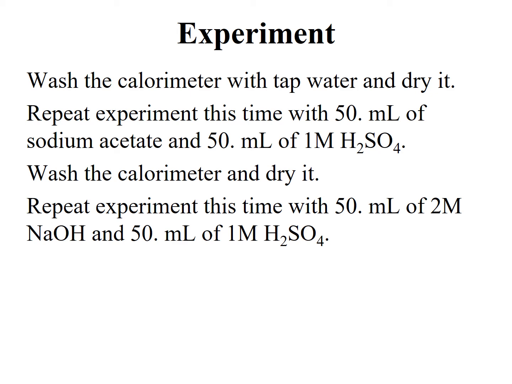Wash the calorimeter with tap water and then dry it. You can use a paper towel to dry it. And then you repeat the experiment, this time with 50 ml of sodium acetate added to 50 ml of 1 molar sulfuric acid. And then you wash the calorimeter and dry it, and repeat the experiment again, this time with 50 ml of 2 molar NaOH and 50 ml of 1 molar sulfuric acid.